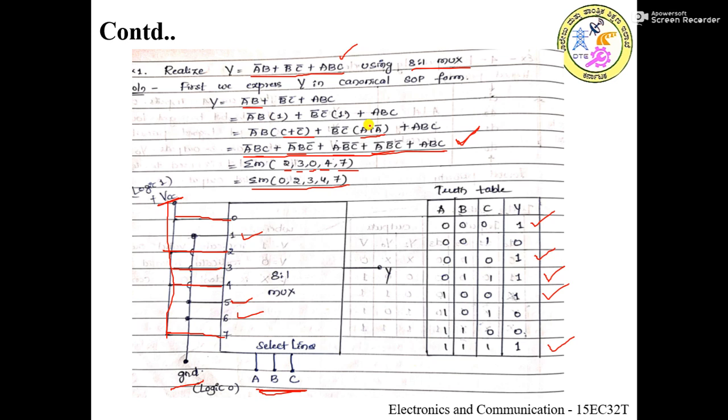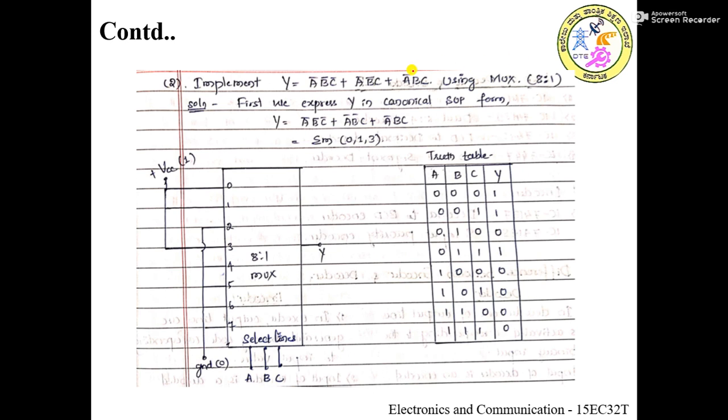Let's see another example. So y equal to a bar b bar c bar, a bar b bar c plus a bar b c. You have to use again an 8:1 mux because there are 3 literals here. You can easily see this is already in the standard canonical SOP form, because there are 3 products and all of them include the 3 literals.